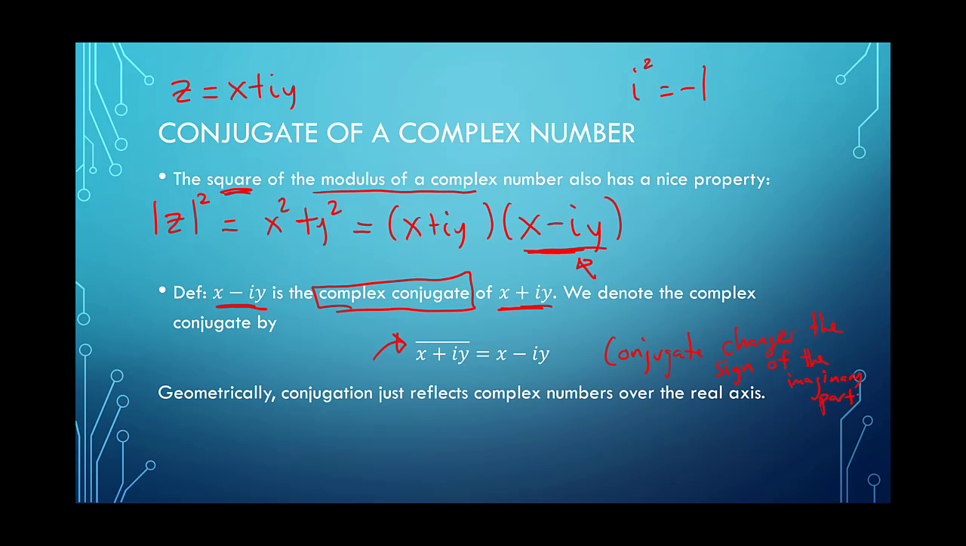Now, what's happening geometrically when you take the conjugate? Let's say we're considering the complex number 1 plus i. The complex conjugate of 1 plus i is equal to, remember you just change the sign of the imaginary part, 1 minus i. So what happens when we graph this? 1 minus i will be right here.